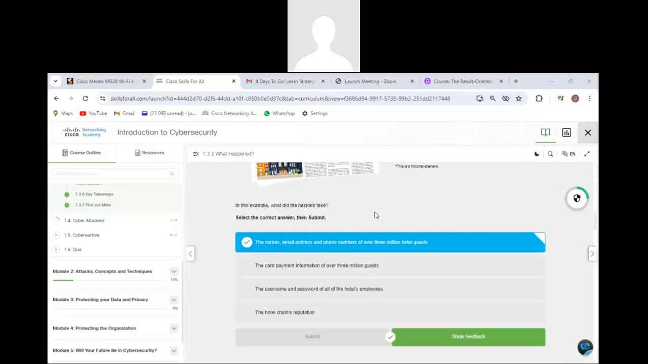Let's look at this exercise. In this example, what did the hackers take? Now, we need to select the correct answer. The names, email addresses, and phone numbers of over 3 million hotel guests. Did they take the card payment? Of course not. The usernames and passwords of all the hotel's employees? No. They gained access with just one of the hotel employees' login details. They did not take the hotel chain's reputation. So what the hackers took was the names, emails, addresses, and phone numbers of over 3 million hotel guests.